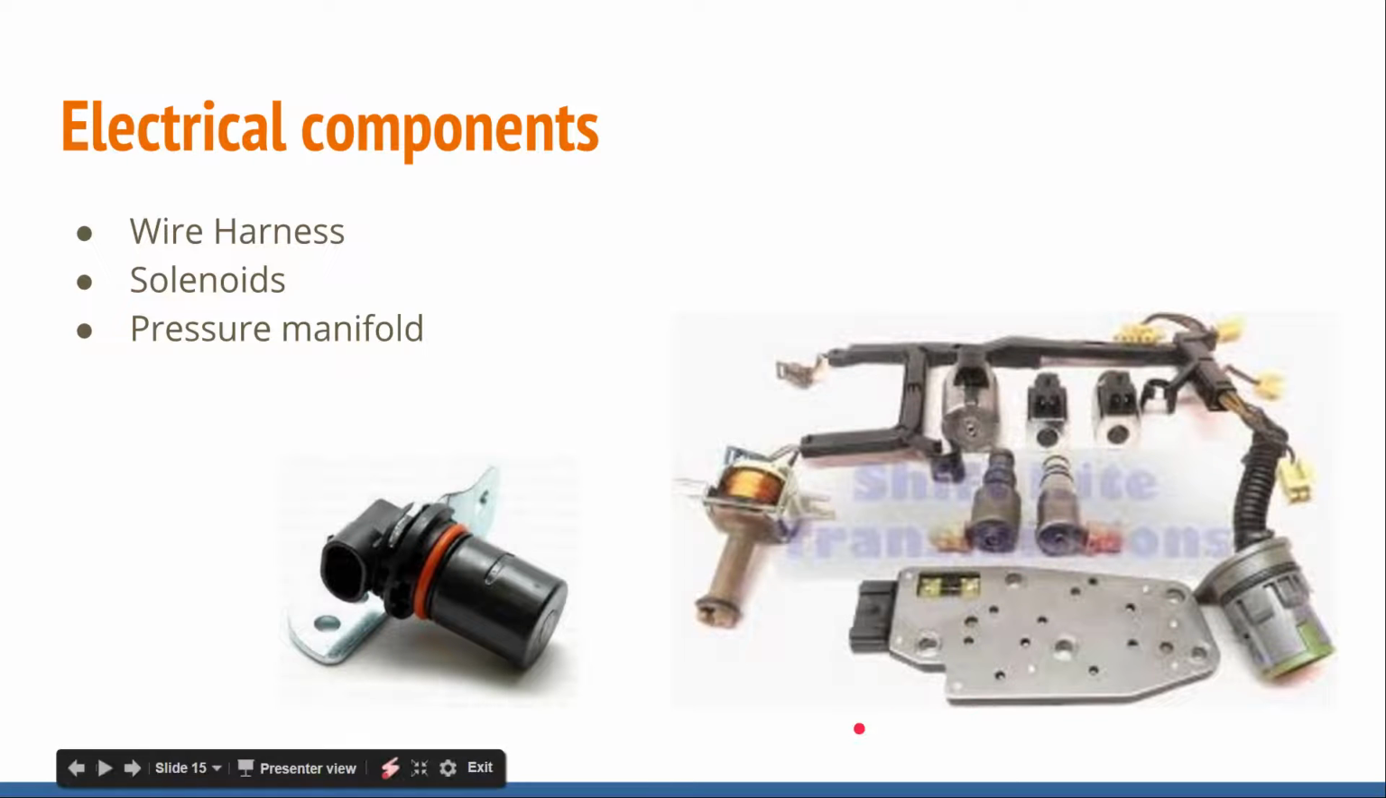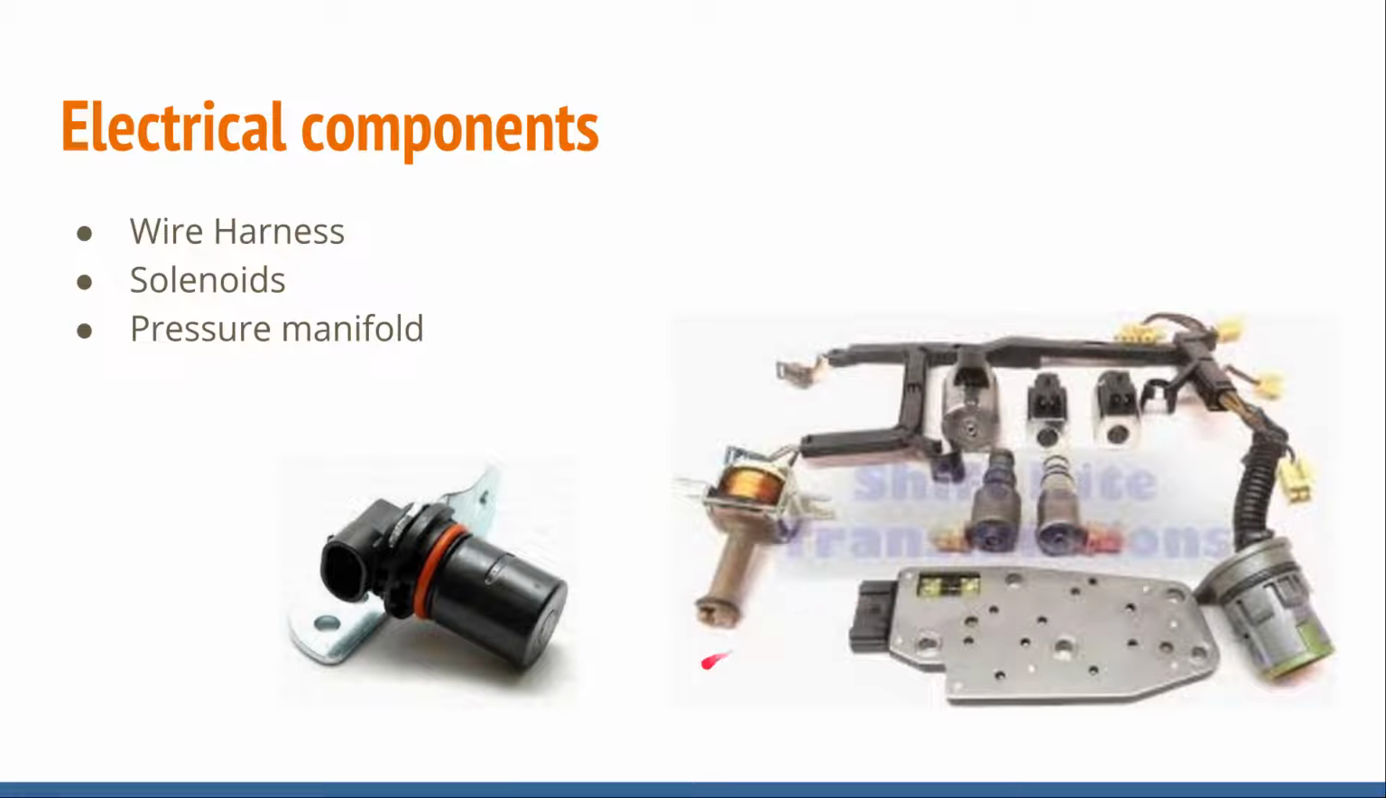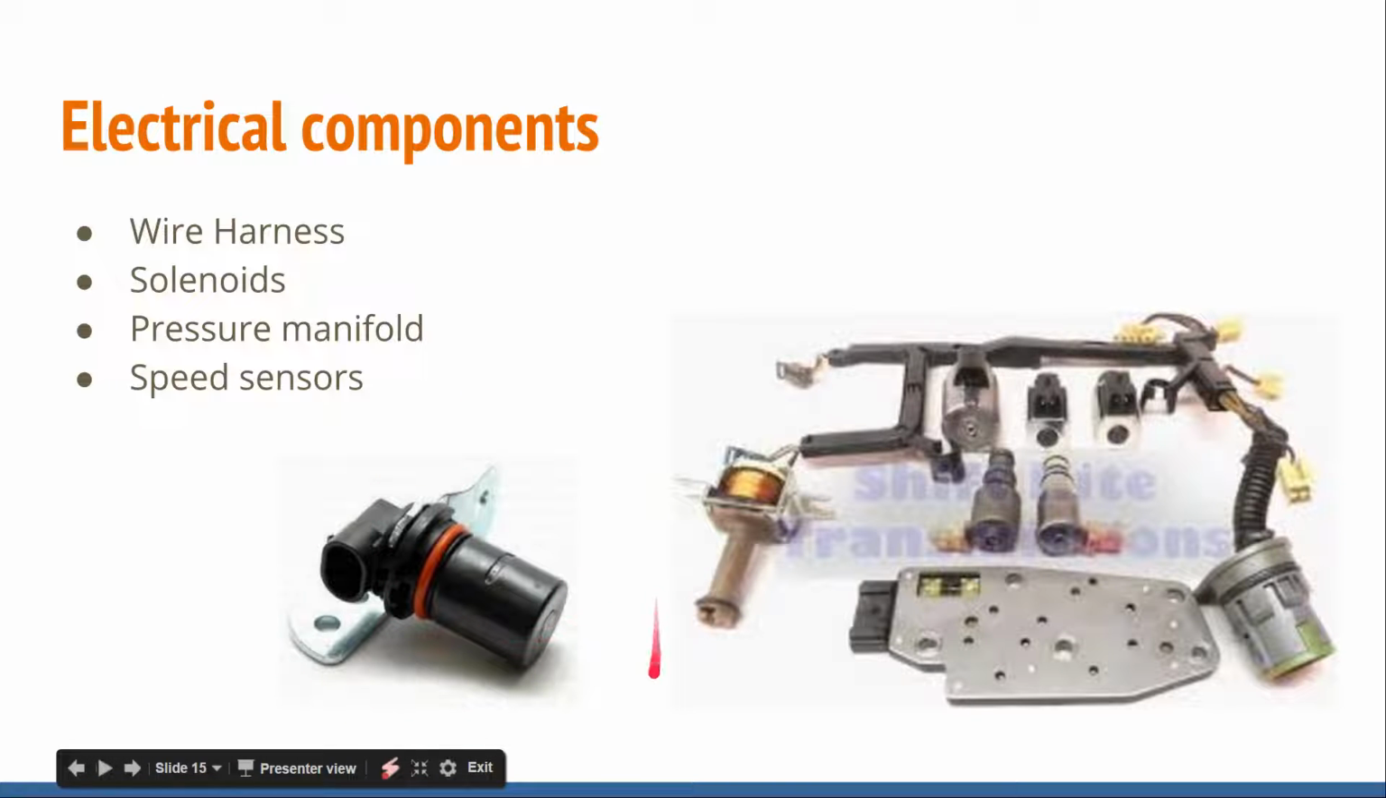That actually has little almost buttons on the bottom side of it that, when a hydraulic passage gets full of fluid and pressure, it's basically just a button that gets depressed, and it closes a switch, tells the transmission that cavity is full of pressure, basically tells the transmission what gear it's in. Speed sensors right here.